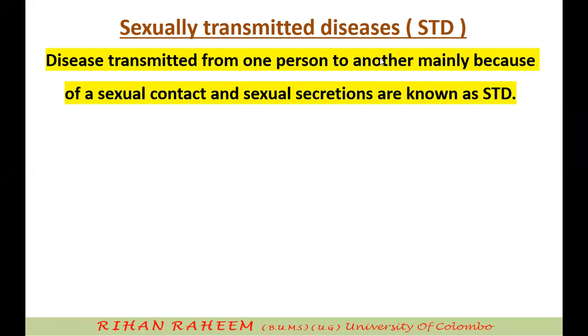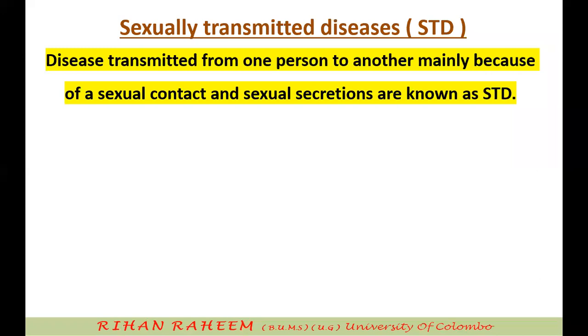Sexually transmitted diseases. The diseases transmitted from one person to another, mainly due to sexual contact and sexual secretion, are known as STDs. That's why in many foreign countries, with unwanted environments, these diseases are highly transmitted. Outside of marriage they have different relationships and many sexual partners, and because of that these diseases are spread. If sexual intercourse happens with a person having an STD, the other person will surely get it.